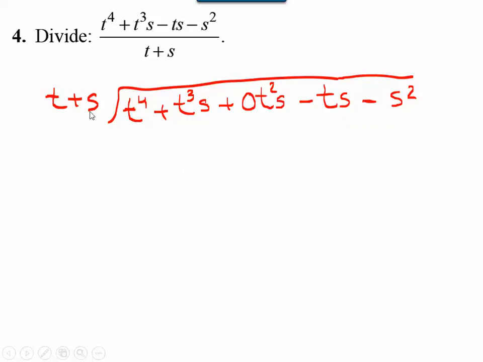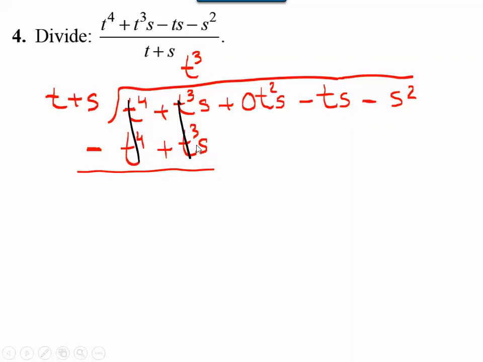So let's go for it here. So t multiplying what to give you t to the fourth will be t to the third. T to the third times t is t to the fourth. T to the third times s will give you that t to the third s. Good there. And we subtract. Ooh, this is kind of fun. T to the fourth will cancel. And these guys, we're subtracting the exact same thing, aren't we? So those are gone. We're left with nothing. Oh, that's weird.